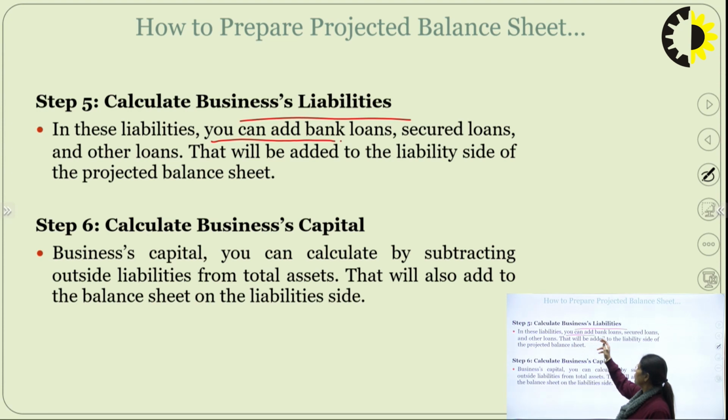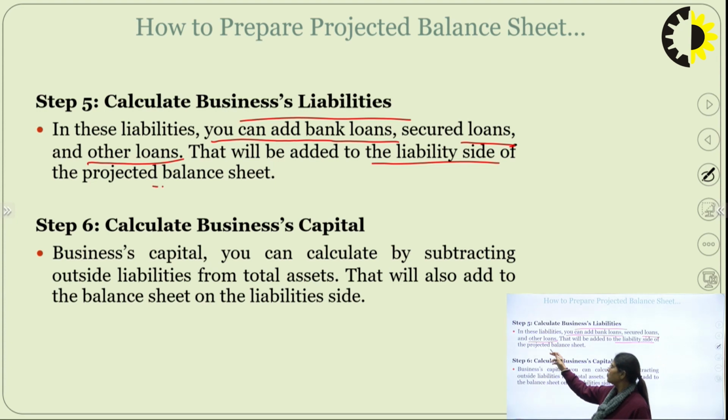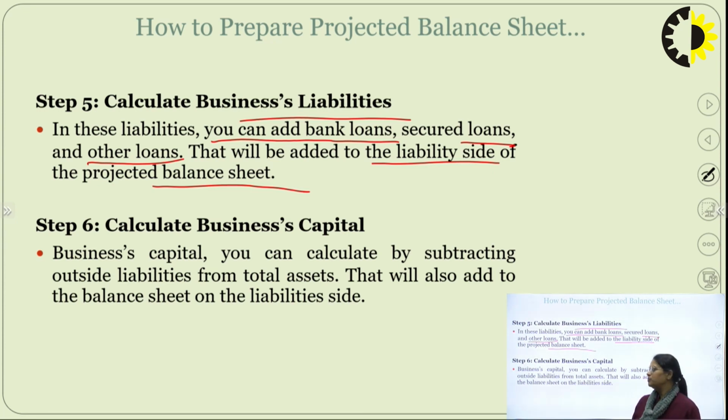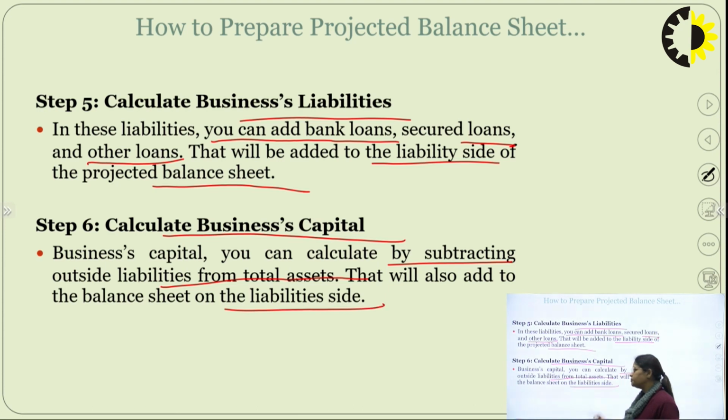If we have to repay the bank loans, secured loans and some other loans, it will be added to the liability side of the projected balance sheet. So the repayment of all the loans goes on the liability side. Now, in the next step, calculate the business capital of the company. In the business capital, you have to subtract outstanding liabilities from the total asset value, and that will also be added to the balance sheet on the liability side.